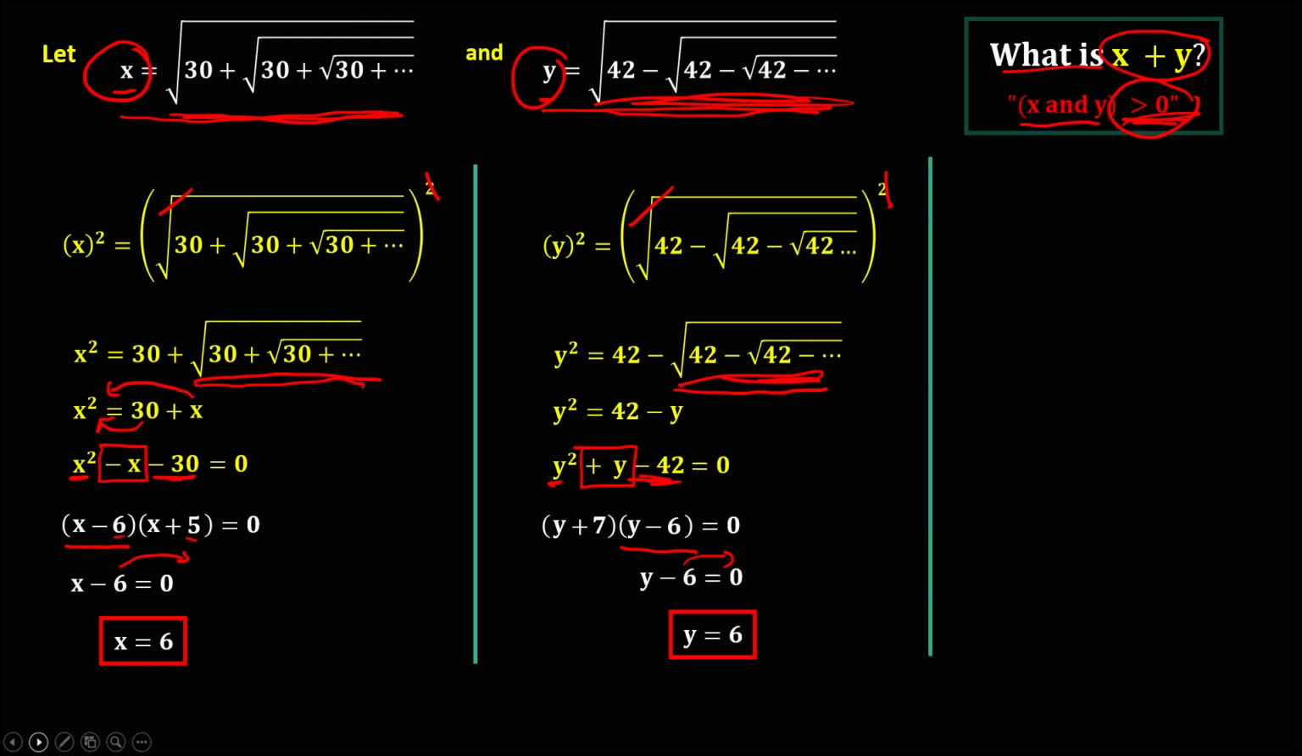So since we now have the values for x and y, we can find the value for x plus y, and this is 6 plus 6. So x plus y is equal to positive 12.